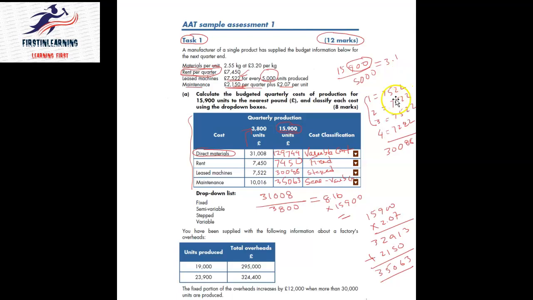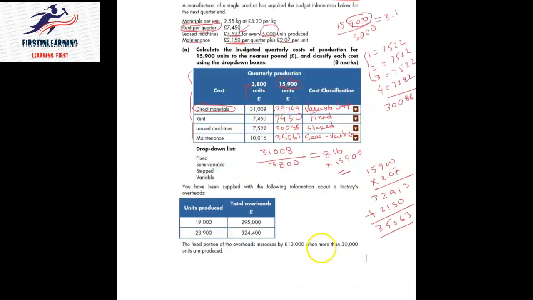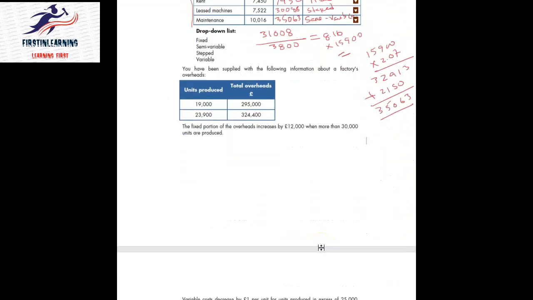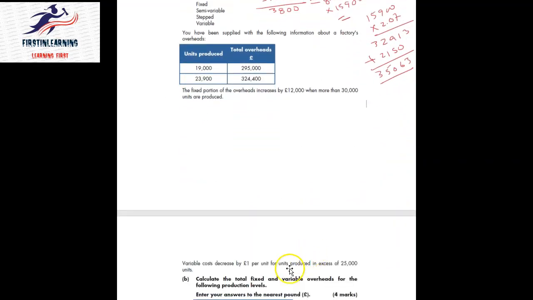So we move to task 2. Same task B. Let's move and have a look at what we have here. The next point we have for this question is saying you have been supplied with the following information about a factory's overheads: units produced, total overheads. So this is our unit in this column, and this is the overhead. There is some information here.